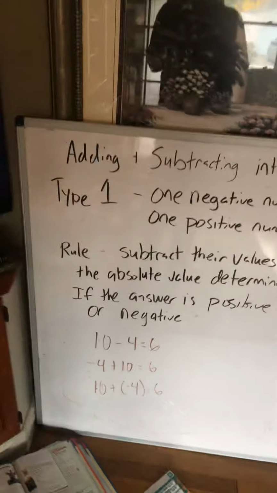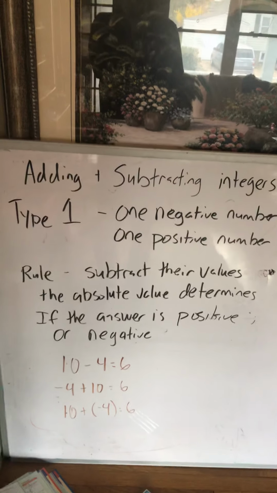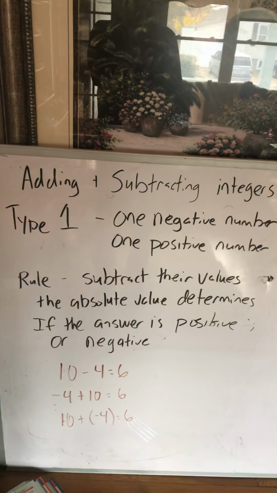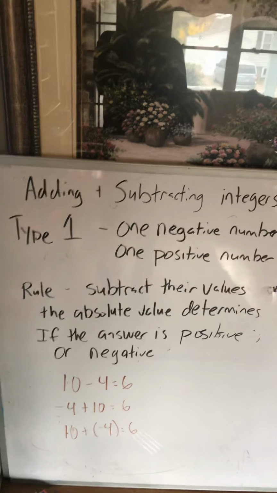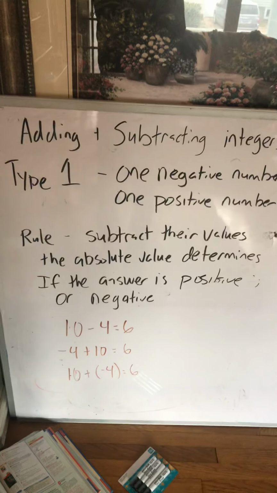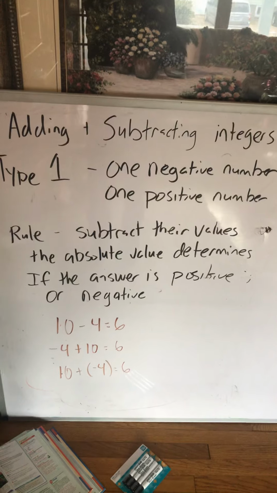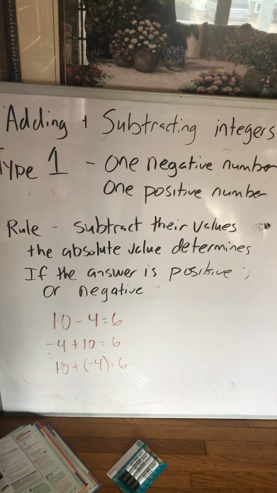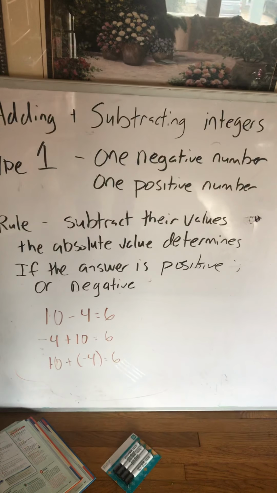So you have done 10 minus 4 since first grade. We all know that 10 minus 4 is 6. It's positive 6 because the positive 10 has the greater absolute value. Another way of writing that same problem is negative 4 plus 10. 10 minus 4 is 6. The answer is positive 6 because the positive 10 has a greater absolute value.